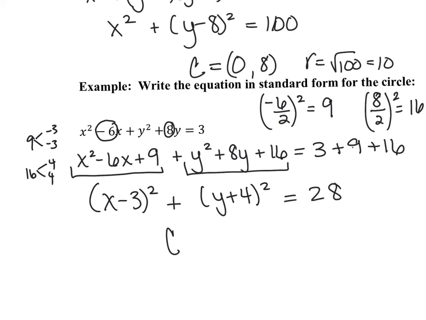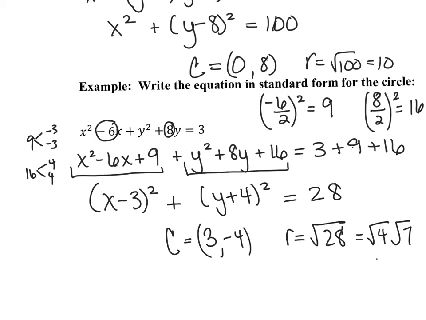So the center is 3, negative 4. The radius is the square root of 28, which we need to make sure we reduce. So that'd be the square root of 4 times the square root of 7, which is 2 square roots of 7.